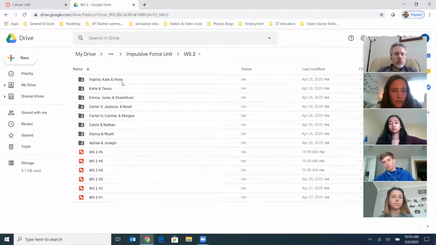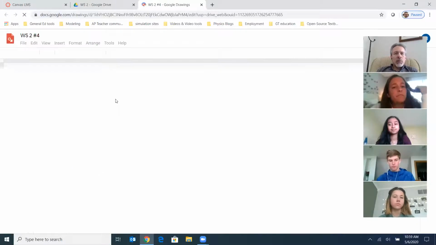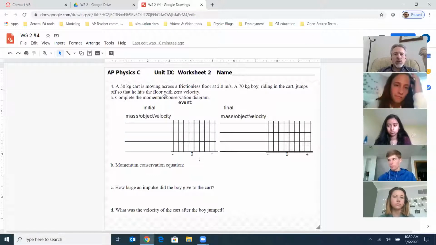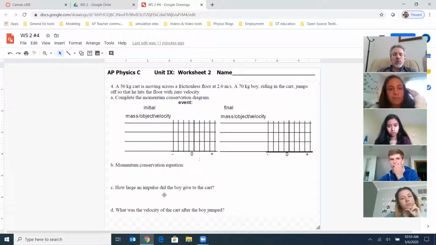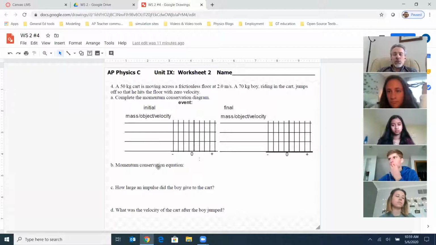Okay, so worksheet 2, I think we've done problems 1 through 3. The problem I would like to look at first here is number 4. So we have this cart that's moving along the floor. There's this boy that's riding it, and then all of a sudden the boy jumps off. And when he jumps off, his speed after he jumps off is 0. And so you're supposed to write a conservation of momentum equation, figure out how big the impulse is on the cart, and then finally figure out what the final velocity of the cart is. So again, I don't care if you do part A, just do B, C, and D.